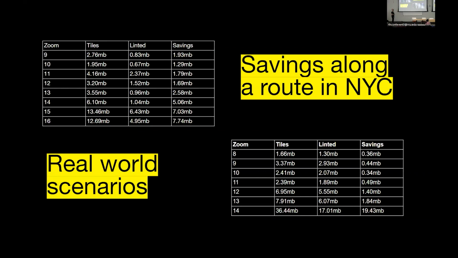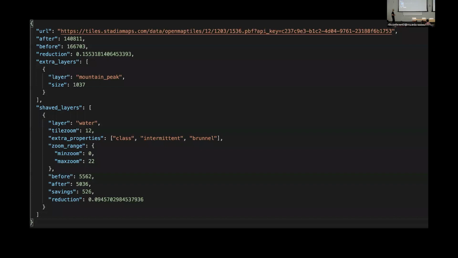Then from there, oh, by the way, and to be clear, this is a real world scenario. These are from a route along New York City. So you can take it for your specific use case, find out what specific tiles you might be serving, or if you have a user journey you're trying to replicate. So these are numbers that we're getting based on the tiles you'd be serving in a real scenario.